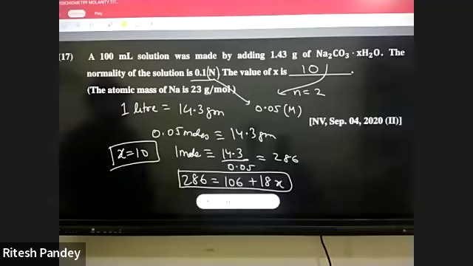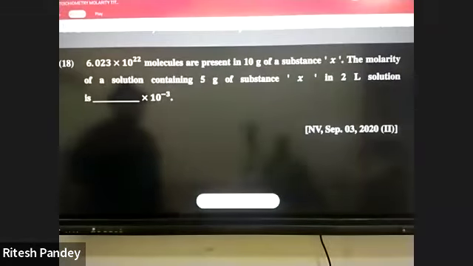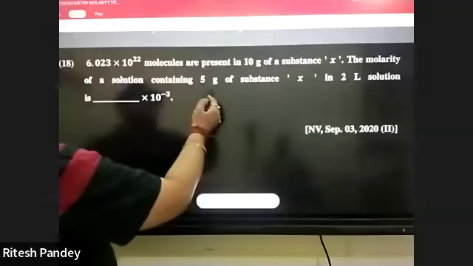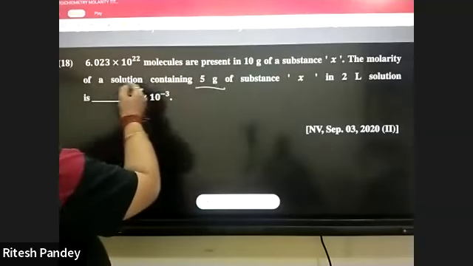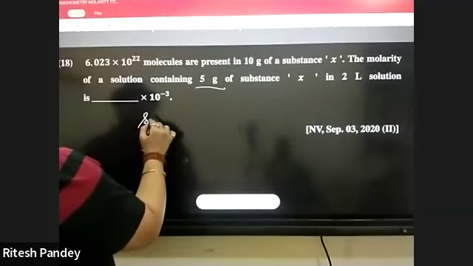Moving ahead. Question 18. 6.023 into 10 to the power 22 molecules present in 10 gram of substance. We are asked the molarity when 5 gram of it is present in 2 liters. So 5 gram will contain half of it.